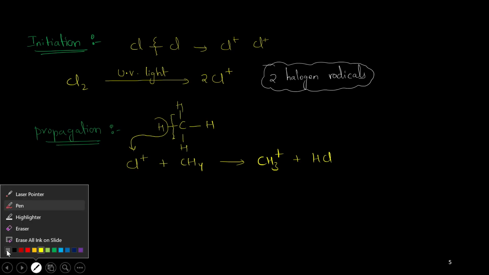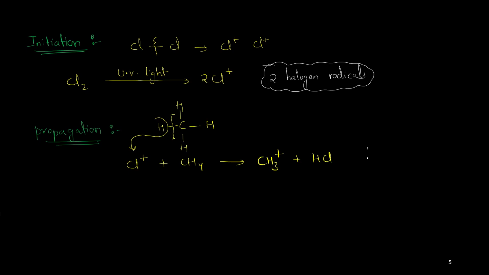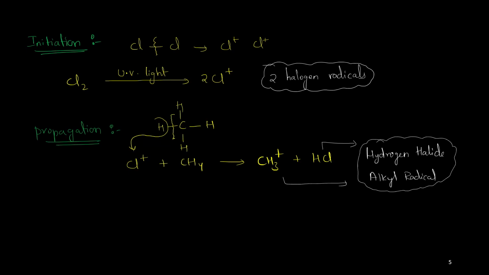Okay. So remember, step number 2, we are making hydrogen halide and we are also making alkyl radical. What is alkyl radical? This CH3 plus is called the alkyl radical. And this HCl is nothing but hydrogen halide. It can be HBr as well, if it is bromine we are using here. As we are using chlorine, it's hydrogen chloride. So step number 2, propagation. What happens in the propagation? We are preparing the alkyl radicals and we are synthesizing the hydrogen halides.